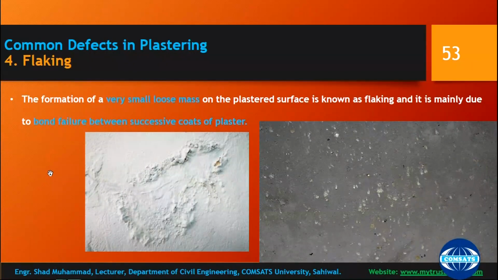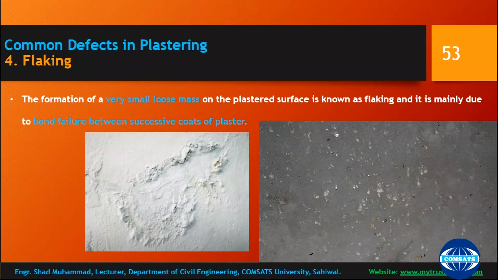Okay, flaking. Flaking is similar to efflorescence, but there are little differences. It is the formation of very small loose masses, like fungus applied on the walls, on the plaster surface. It is known as flaking, and it mainly occurs due to bond failure between successive coats of plaster.